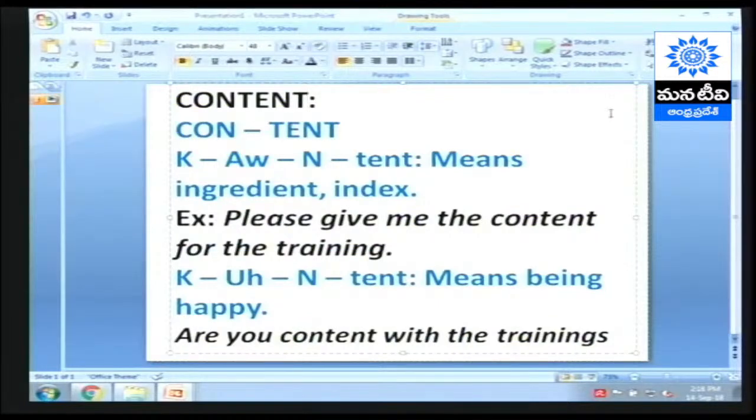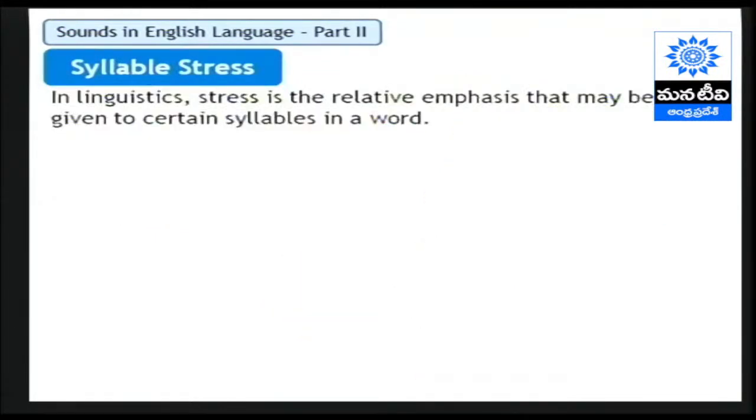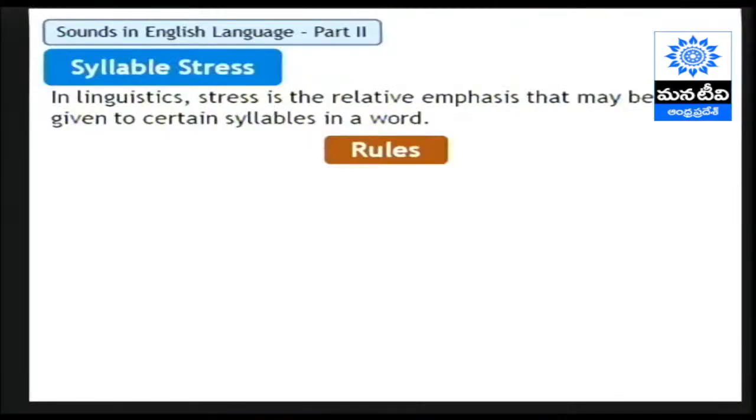So, we have the word content. I break it into two syllables. When I pronounce this as CONtent, it means ingredient or index. When I pronounce this as conTENT, that means happiness or being self-satisfied. So these are the aspects that you need to clearly remember when you pronounce the words. Okay. Now this is what syllable stress is all about. In linguistics, stress is the relative emphasis that may be given to certain syllables in a word. So whenever you are stressing on a particular syllable, that means it's syllable stress.